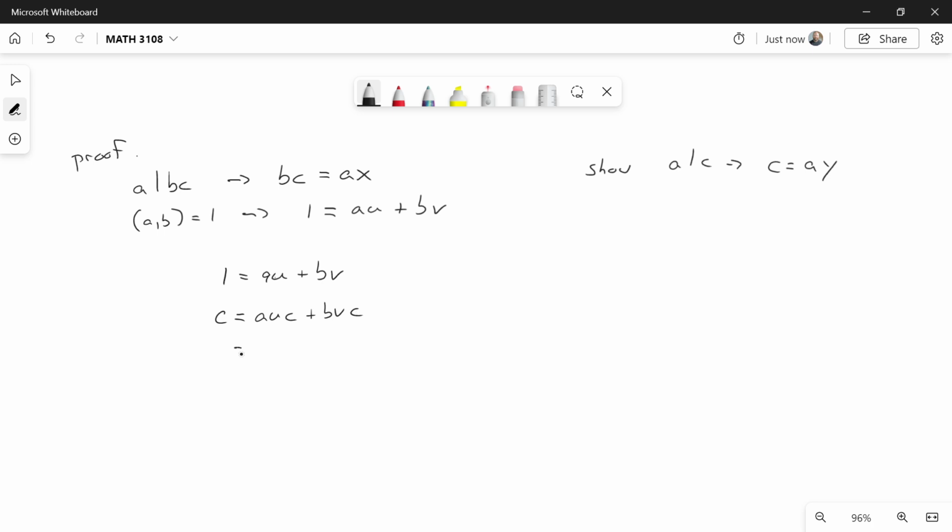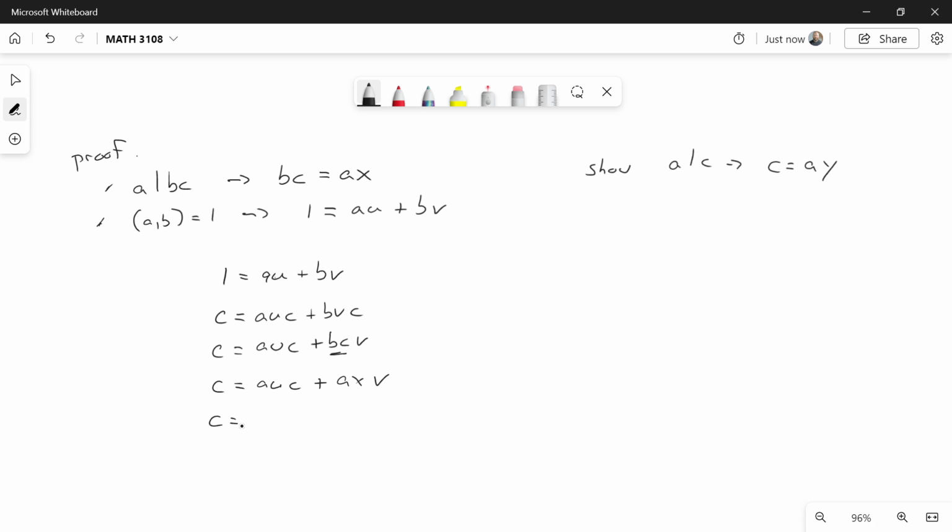Now I can rewrite this as auc plus, because again, this is just a product of integers, which is perfectly fine to reorder, we can do that with integers, I could write this as bcv. So I've used the first condition here. Now I need to use the second condition. Where a divides bc, I can write bc as a times x. So every time I see bc, which I see right here, I'm going to substitute in ax. So c is equal to auc plus, instead of bc, axv.